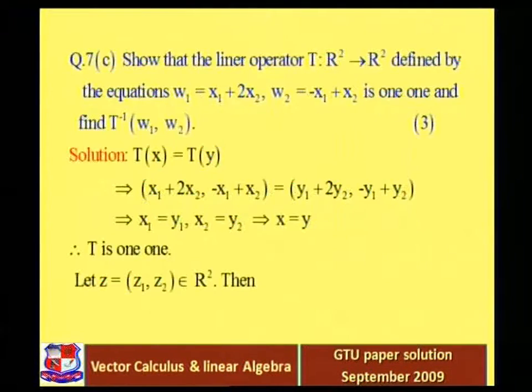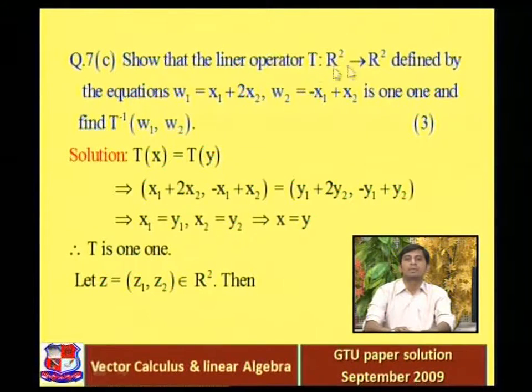The next question, the last question of this question paper, question 7 C. Show that the linear operator T from R2 to R2 defined by the equations W1 is equal to X1 plus 2X2, W2 is equal to minus X1 plus X2 is 1-1, and find T inverse of W1, W2. Okay. So first of all, we have to show that this linear operator is 1-1, and for that what we have to prove is: T of X is equal to T of Y, and prove that X is equal to Y.